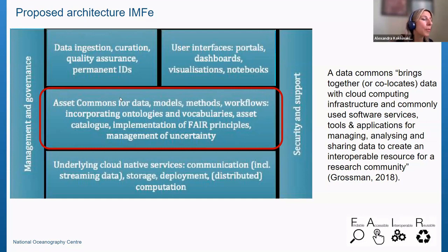The Asset Commons brings together assets of digital twins, and the assets could be data, models, methods, or workflows. We support or describe them by incorporating ontologies and vocabularies in order to be part of an asset catalog and at the same time implement the FAIR principles. And the last one is also making sure that they manage uncertainty.